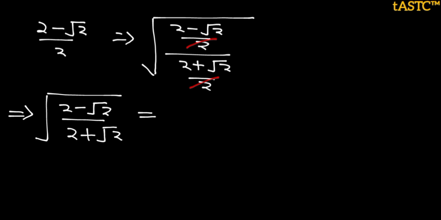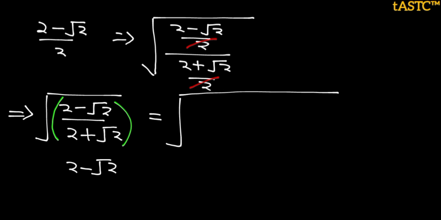Now I could well split this. I'm going to have 2 minus root 2 below here. Well, before I do that, let us just try to rationalize the stuff within the square root. How can I do that? I need to take the denominator and find the conjugate form of it, and multiply the numerator as well as the denominator with that conjugate. The conjugate of 2 plus root 2 is 2 minus root 2.